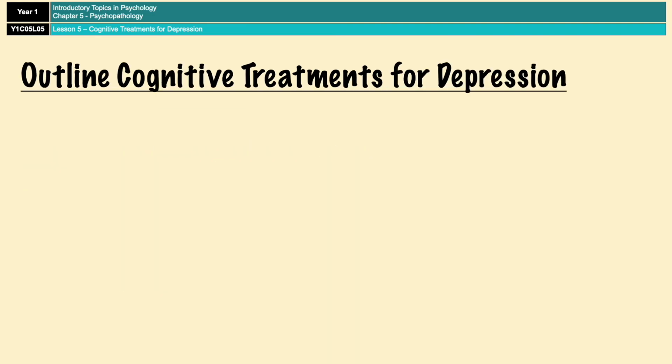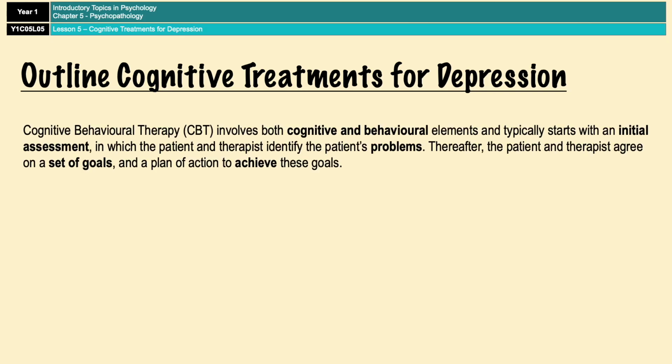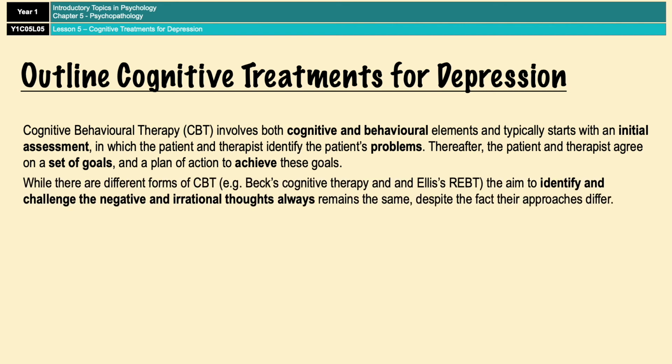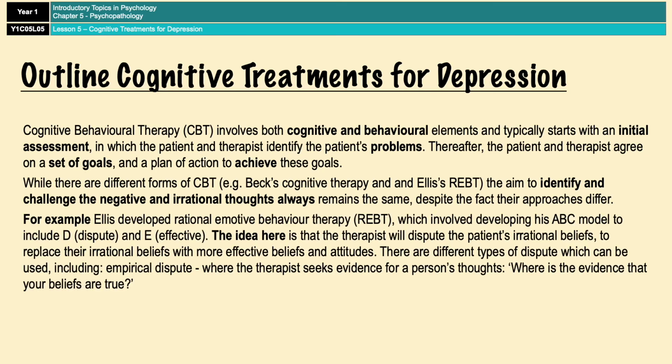Okay, and just to finish off, I'm just going to show you a quick 6-mark outline for this topic. So I'm going to start with a generic paragraph that talks about what CBT is. I'm then going to move on and I'm going to talk about the fact that there are different forms of CBT, but actually the ultimate aim to identify and challenge negative and irrational thoughts always remains the same, despite the fact that approaches to those aims might differ. I'm then going to really hone in on one particular type of therapy, REBT in this case, and I'm going to explain what the approach in REBT is.